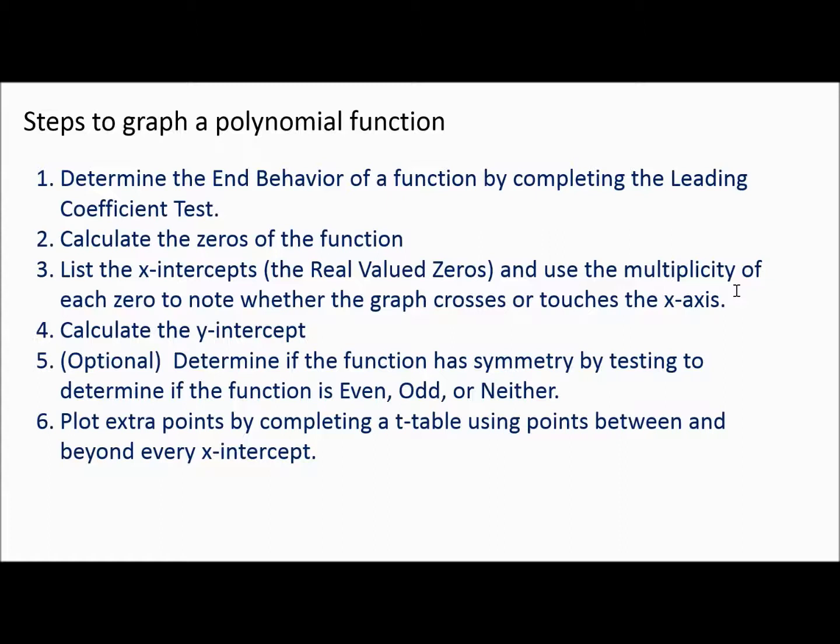Okay, then you want to determine the multiplicity of each 0, because we know if it has odd multiplicity, it crosses over the x-axis. If it has even multiplicity, it touches the x-axis and goes back the other way. We want to calculate the y-intercept. That's always easier than calculating an x-intercept. You want to determine if the function has symmetry. This is optional. I can discuss this, but you can get a good looking graph without discussing symmetry.